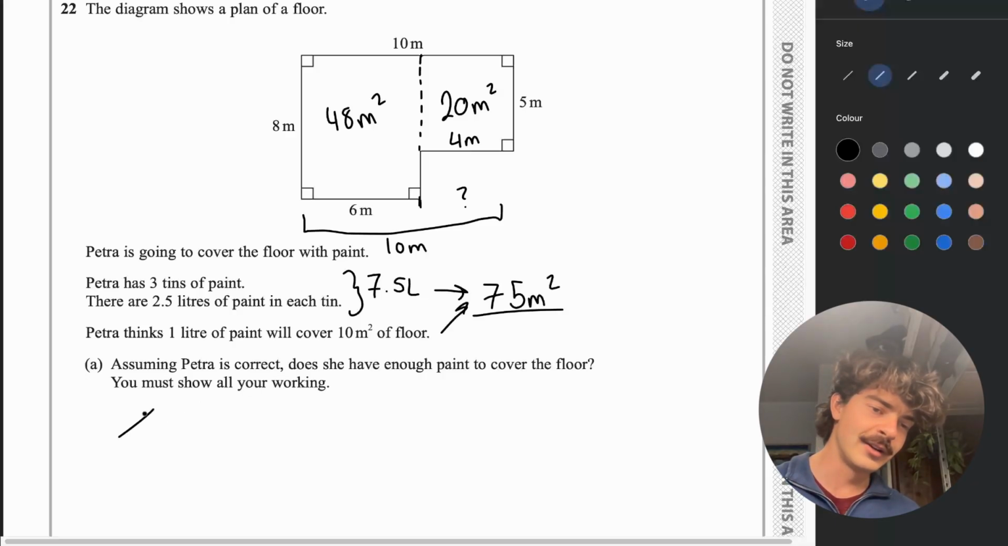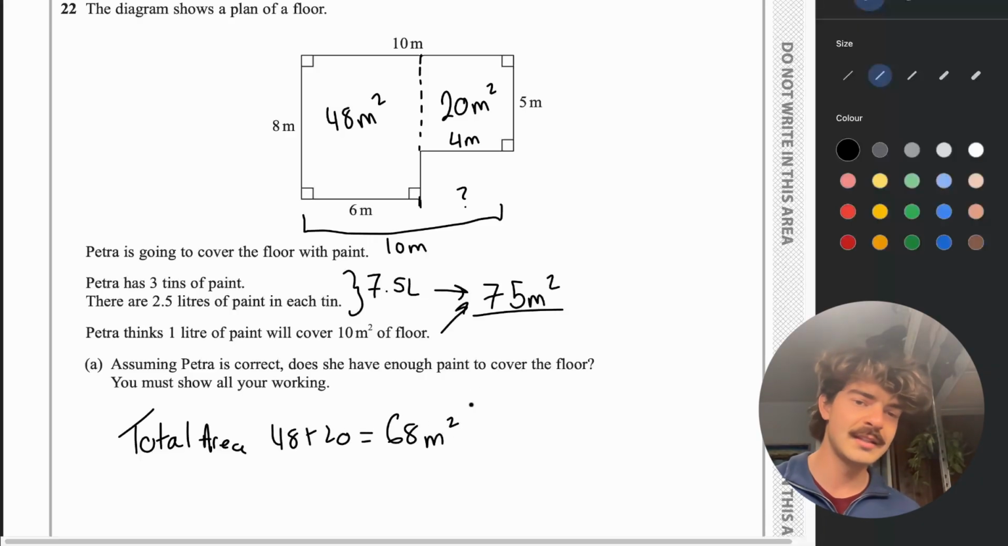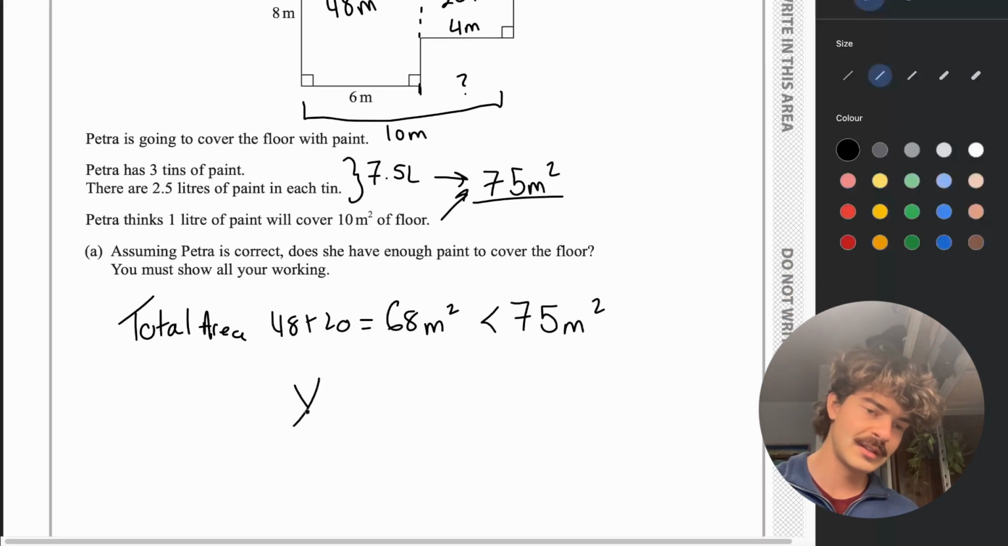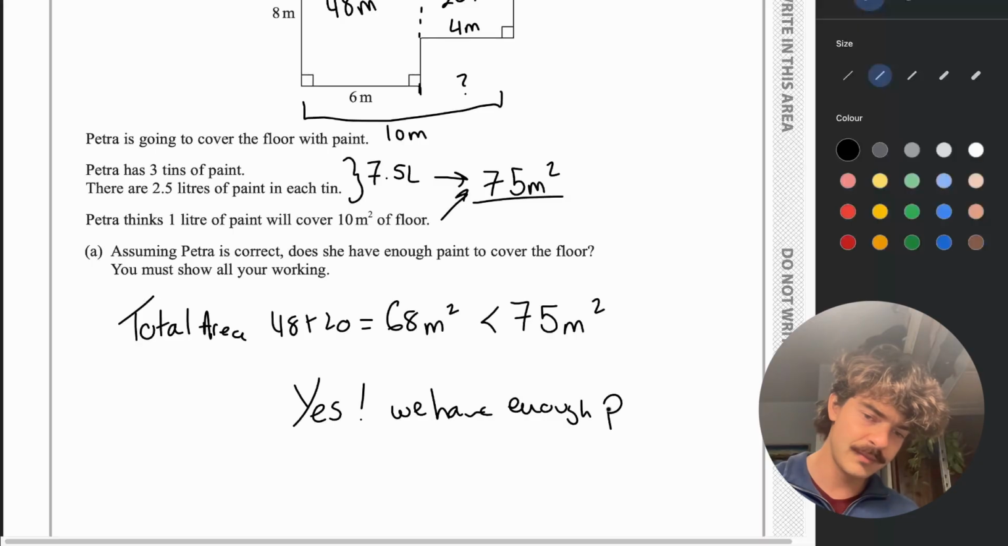So the total area is going to be 48 plus 20, which is 68. And this happens to be less than 75 meters squared. So do we have enough paint to cover the floor? Yes. We have enough paint. Oh, there we go.